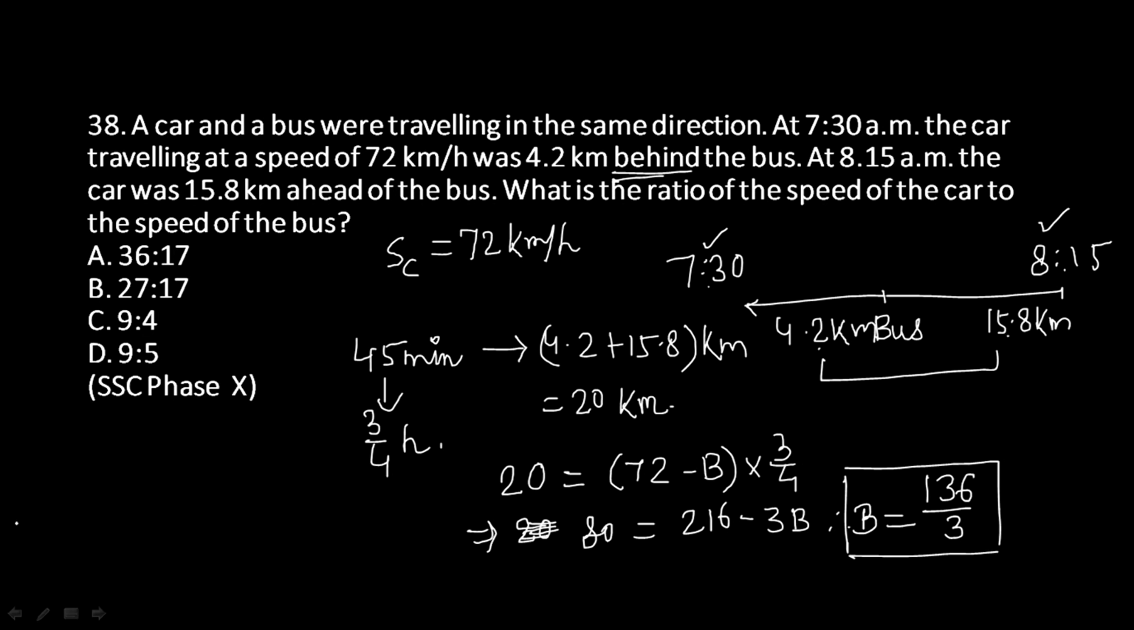So now we can form the ratio, car is to bus speed, okay? So in the car's case it is 72 is to 136 upon 3. So it will be equal to 3, so 3, 6, 21 means it will be 17. So it will be 27 is to 17. This will be the right answer. Clear?